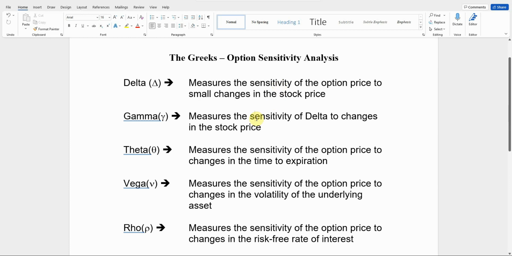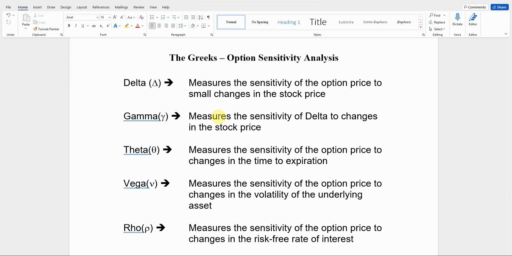Gamma measures the sensitivity of delta to changes in the stock price. So now we're not looking at how sensitive is the option price. We're looking at what's often referred to as a second derivative. How sensitive is the sensitivity of the option to changes in the stock price? And this introduces a concept called gamma neutral hedging. It goes beyond this video, but it's an option strategy that you can use if you expect the stock price to make some large changes in a short period of time that allows you to profit regardless of whether the stock price goes up or goes down.